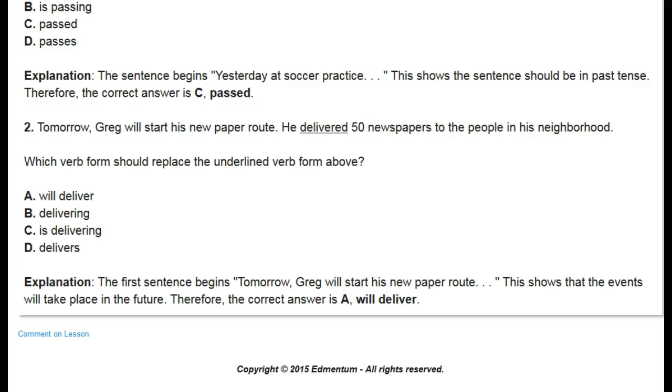Tomorrow, Greg will start his new paper route. He will deliver 50 newspapers to the people in his neighborhood.